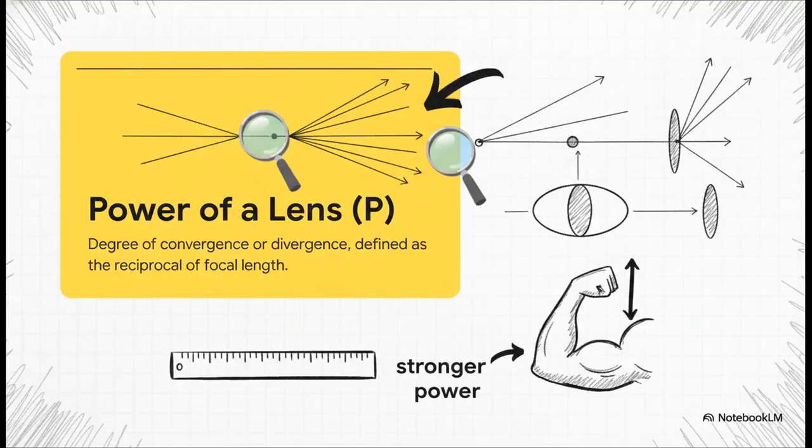Think about it. When you go to the optometrist, they don't prescribe you a focal length, right? They prescribe you a lens power. Power, represented by P, is essentially the bending muscle of a lens. It tells us the degree of convergence or divergence the lens can actually produce. Mathematically, it's super straightforward. It's just the reciprocal of the focal length. So a shorter focal length means a stronger, more extreme bend of light, which gives you a much higher power.